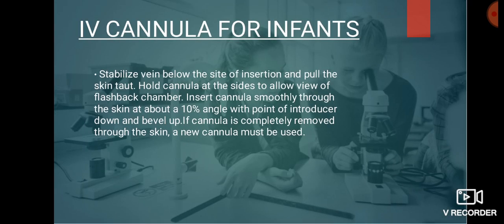Next, IV cannulation for infants. Stabilize the vein below the site of insertion and pull the skin taut. Hold the cannula at the sides to allow a view of the flashback chamber. Insert the cannula smoothly through the skin at a 10-degree angle with the point facing down and bevel up.